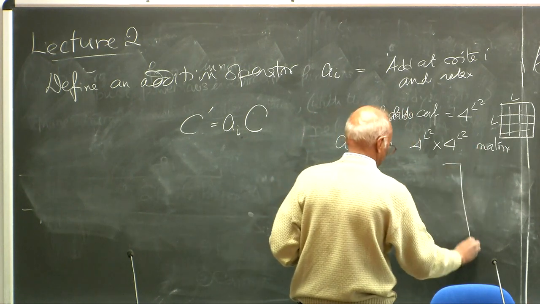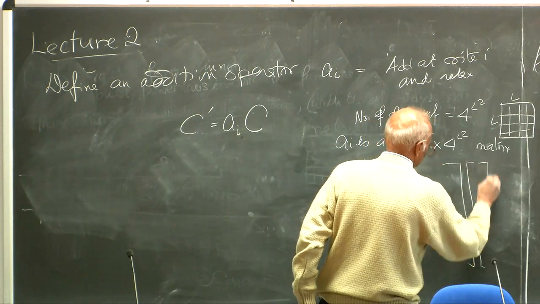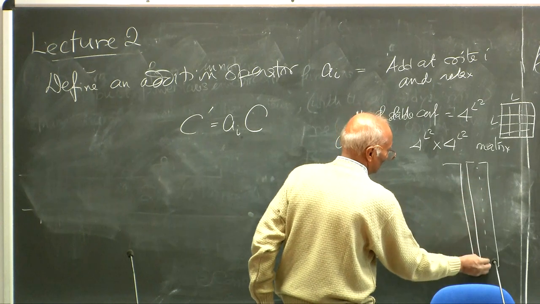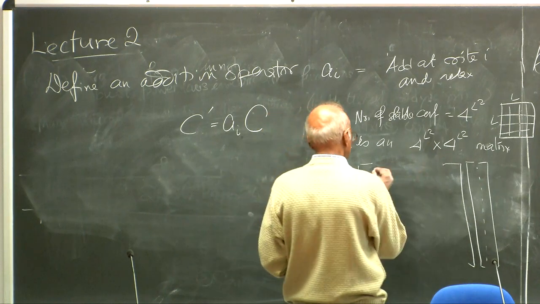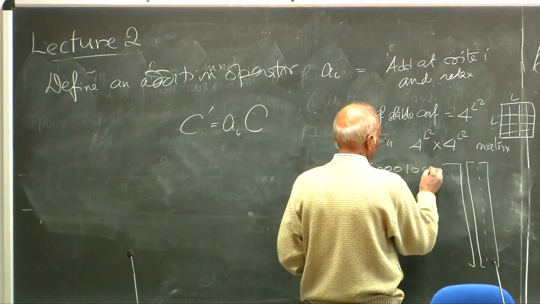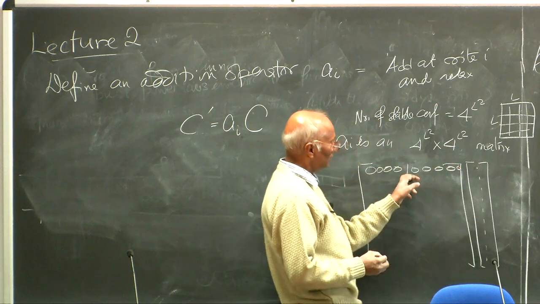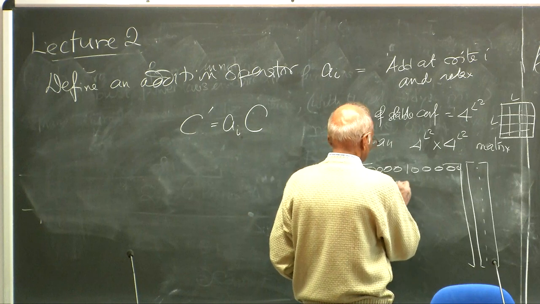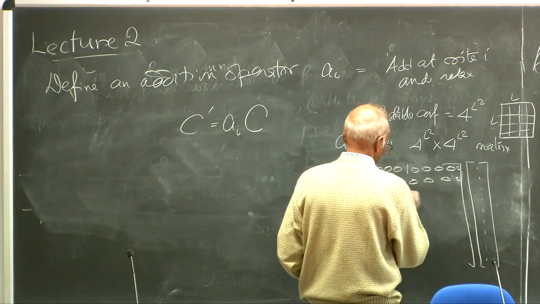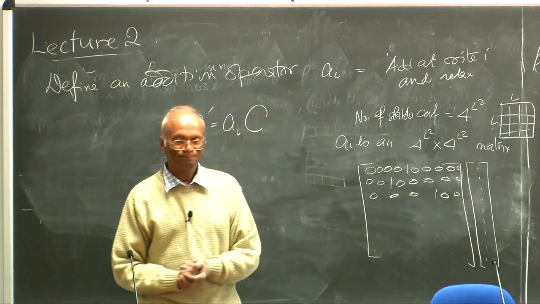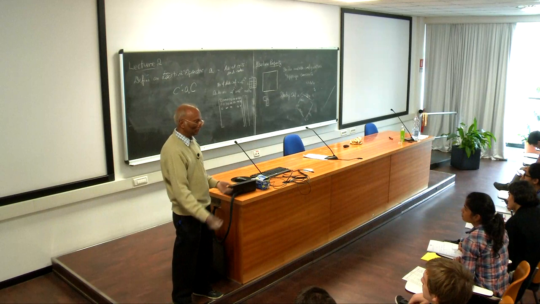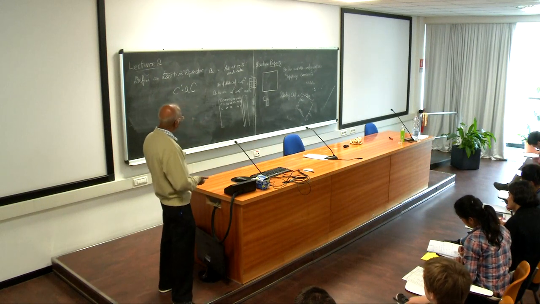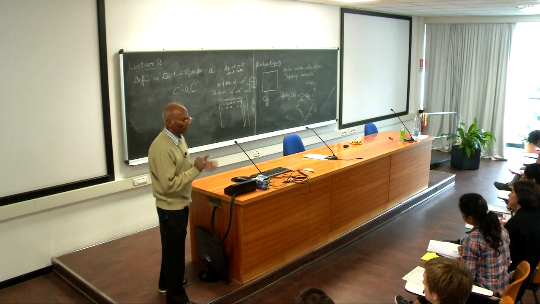It looks like this. So C is a configuration, C1, C2, C3. You make a list of these 4 to the power L squared configurations, and this matrix will be some matrix like 0, 0, 1, 0, 0, 0, 0. It takes this configuration to that one, and this one goes to that one. C is a stable configuration. A is a matrix which applied to a stable configuration gives you another stable configuration. It will have exactly 1 somewhere and 0 everywhere else.